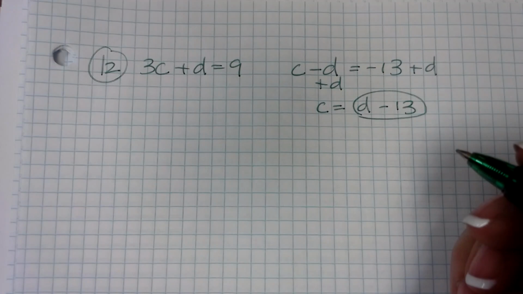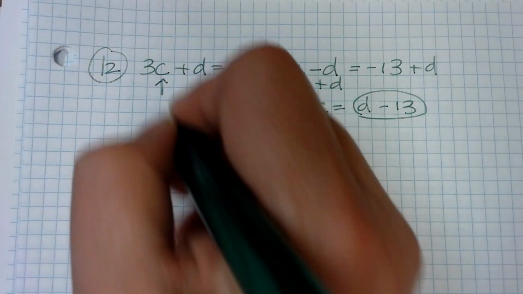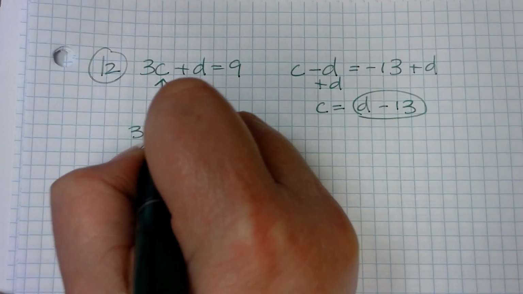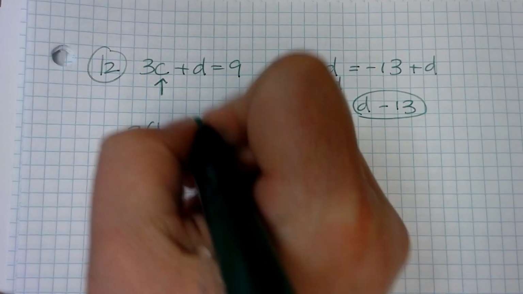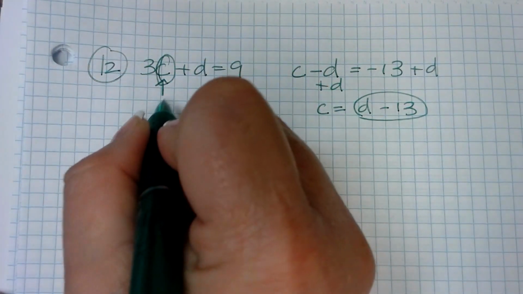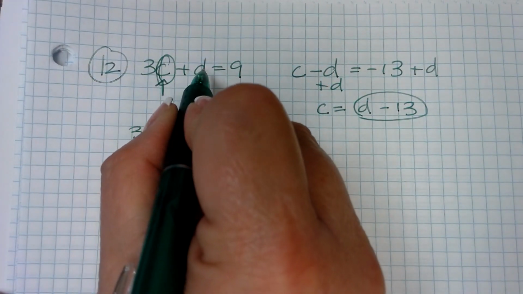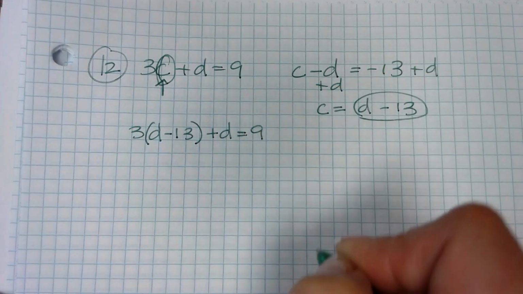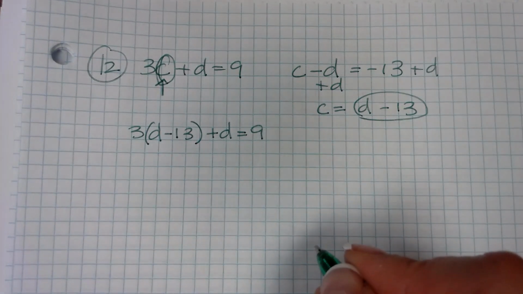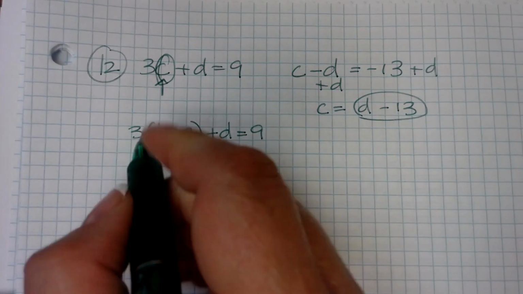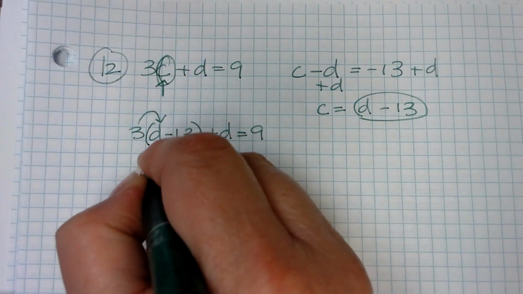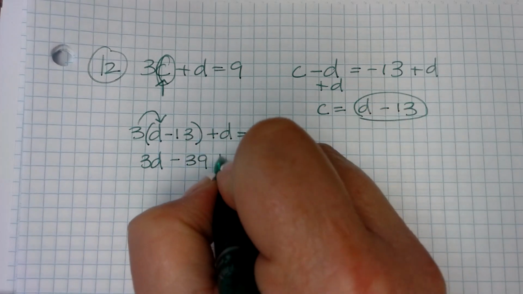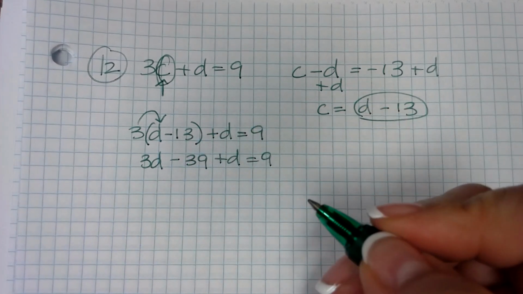Now I'm going to take that and plug it in right here where this c is. That will give me 3 times d minus 13, right? So I'm writing everything before the c and everything after the c, and I'll continue and say plus d is equal to 9. So we're just going to solve this for d. First step here is I'm going to distribute the 3. 3 times negative 13 is negative 39, plus d is equal to 9.